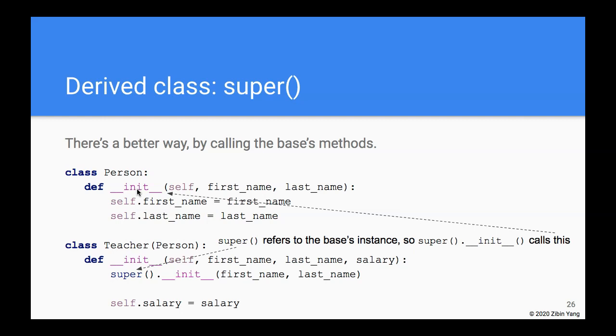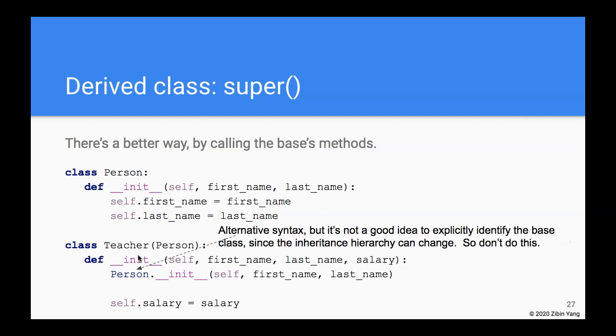Now, there is a different syntax for this, where you can explicitly say that you're calling the base class's, in this case Person's, init. If you call it by dereferencing the class itself, then you have to explicitly say which instance you're operating on. When Person's dunder init method is called, it should be operating on the teacher's instance, right? So that's why it's given self.